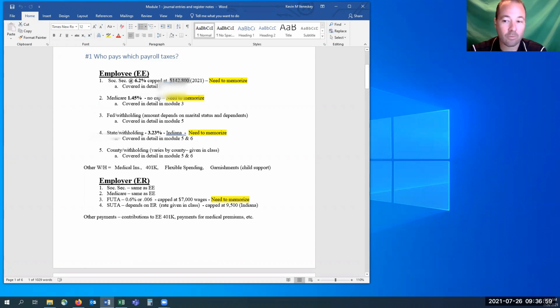We're going to cover that in a lot more detail in module 3, but it is something that we will begin to use right now when we're doing journal entries coming up.